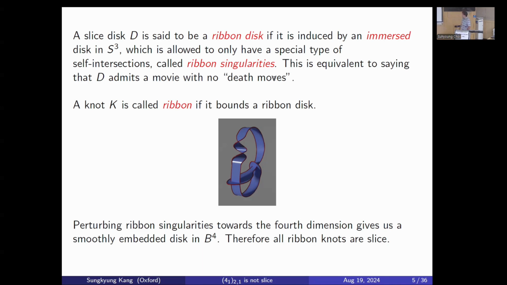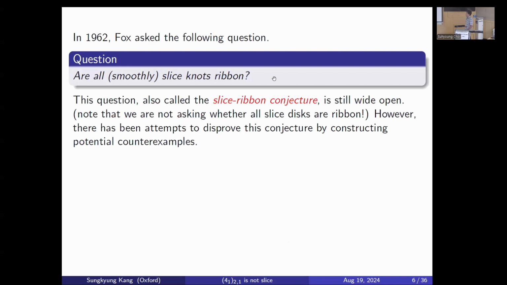Okay, so by this perturbation argument, we know that all ribbon knots are slice. The slice ribbon conjecture, asked by Ralph Fox in 1962, asked whether the converse is true. So every ribbon knot is slice, and you ask whether slice knots are ribbon. It seems like a very vague conjecture and probably is false, but it's still wide open, surprisingly.